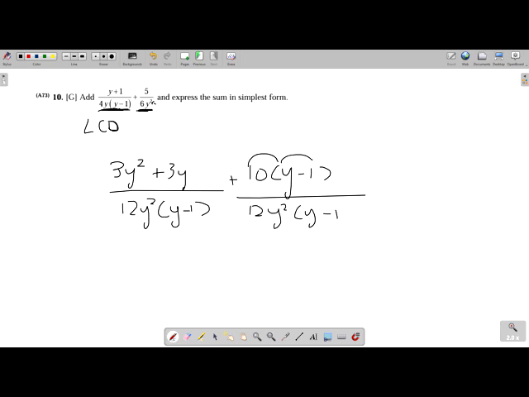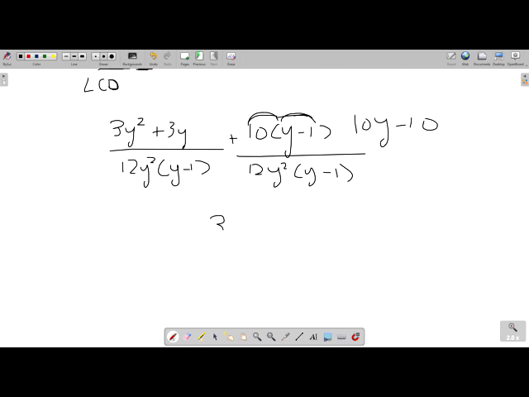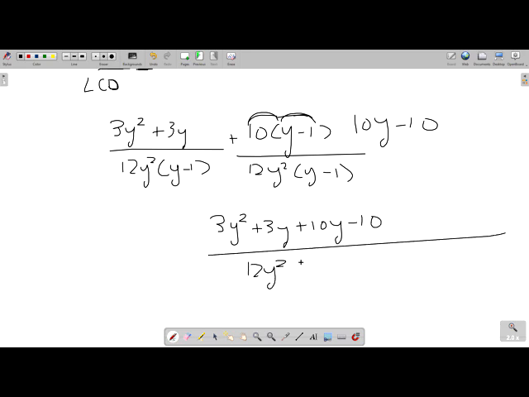Wait, sorry, I forgot to put the bracket here. 10y minus 10, if you want to distribute them, which you're supposed to do. So it's going to be 3y squared plus 3y plus 10y minus 10 over 12y squared, y minus 1. Sorry for the long line.